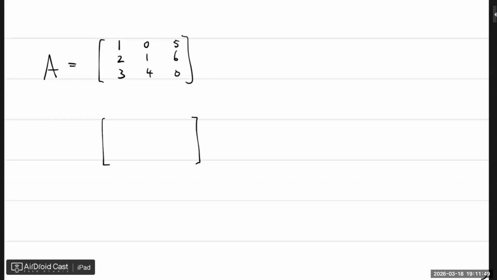So now I can't see straight away that one column is a multiple of another one, or an addition or subtraction or so. So let's just do the whole row reduction. So row 2 minus twice row 1. I have 0, 1, -4. Row 3 minus 3 times row 1. I have 0, 4, -15.